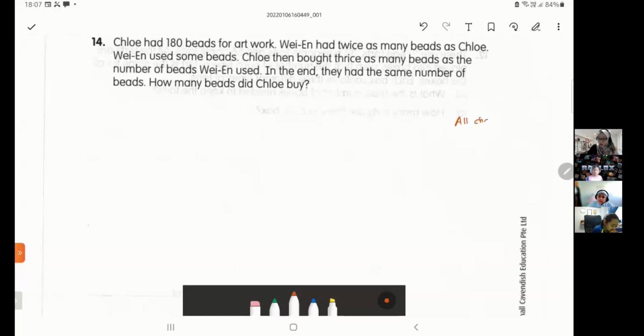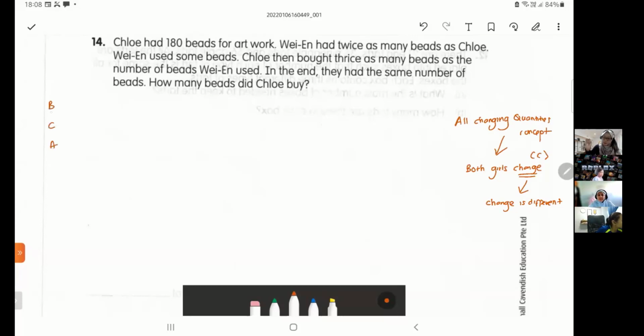All changing quantities concept. All right. Why is this concept? Because both girls change, and the change is different between them. Okay, so we are going to look for the change. Change means the C. So let's identify the B, the C, the A.